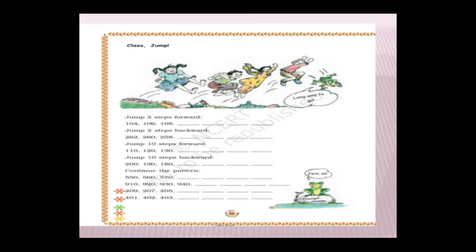And jump 10 steps forward. 10 steps forward means you have to add. How much you have to add? 10 you have to add. And jump 10 steps backward means you have to minus 10 here. Continue the pattern. This and all you have to do. You take it as homework. You have to do it in your homework book. Write it in your homework book and send a pic to me.